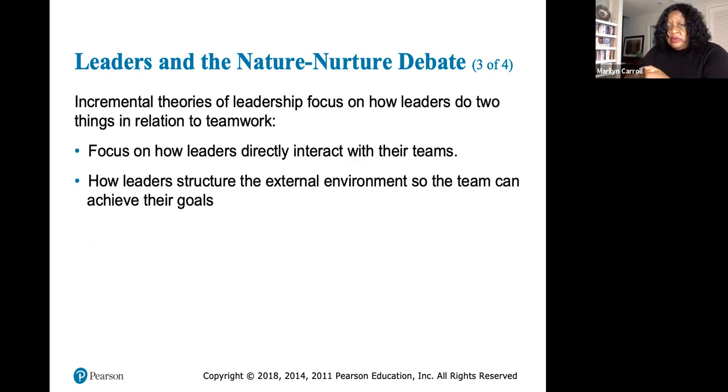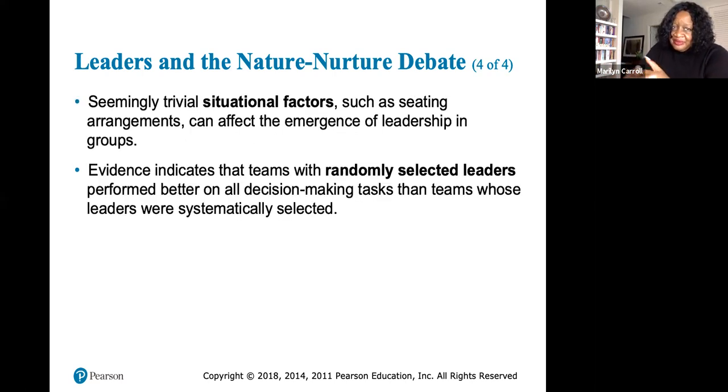So incremental theories of leadership focus on how leaders do two things in relation to teamwork. They focus on how leaders directly interact with their teams and how leaders structure the external environment so that the team can achieve their necessary goals. Seemingly trivial situational factors such as seating arrangements can affect the emergence of leadership in groups. And that is so important. Where I am, where I sit, where I need to be, what's going on, that can really hinder because people are individuals and their personality does matter. And they bring that to the table.